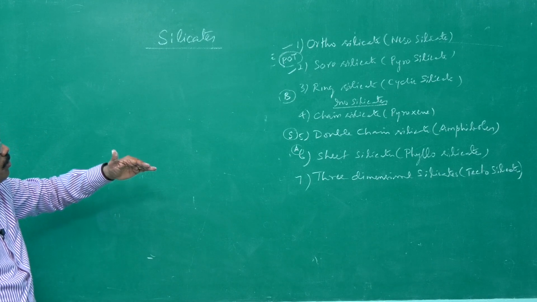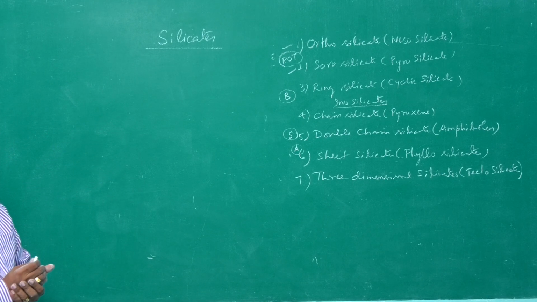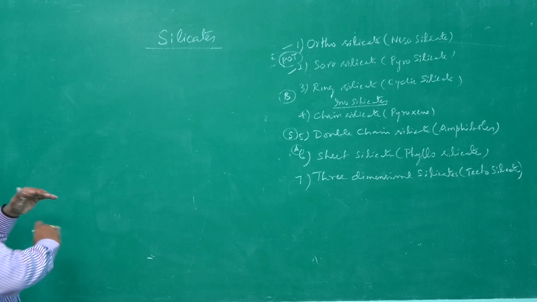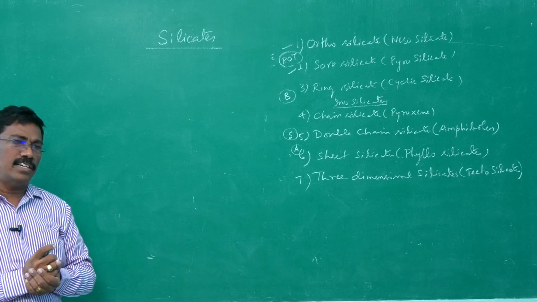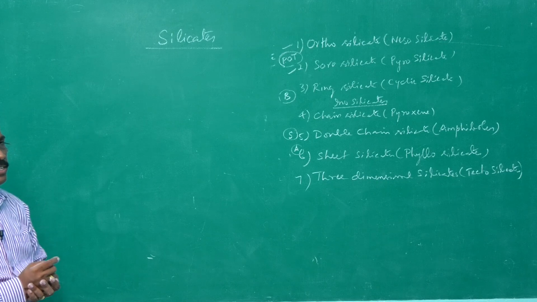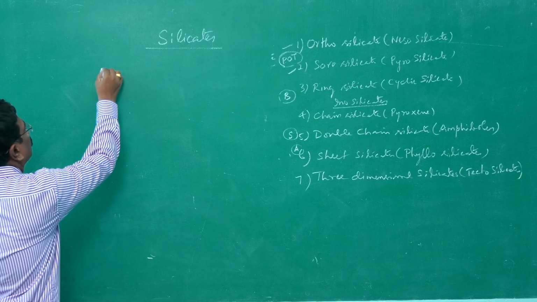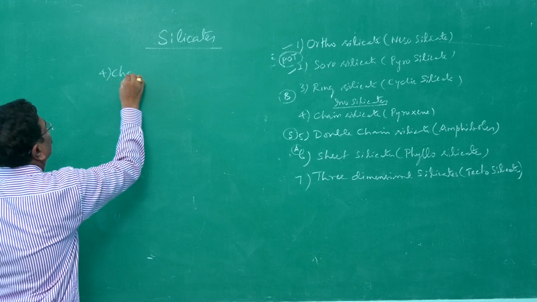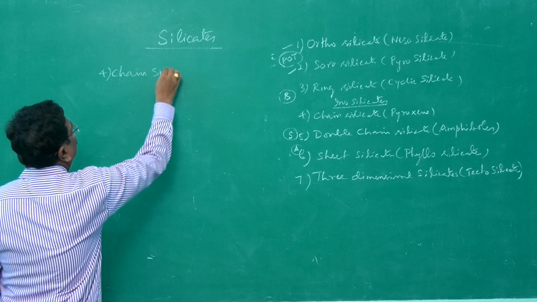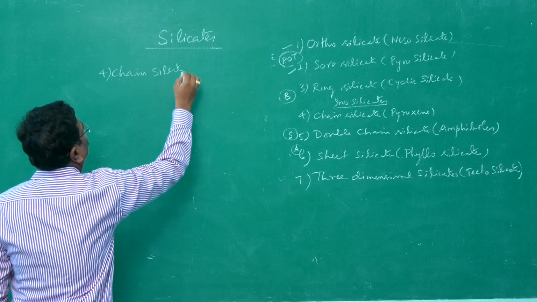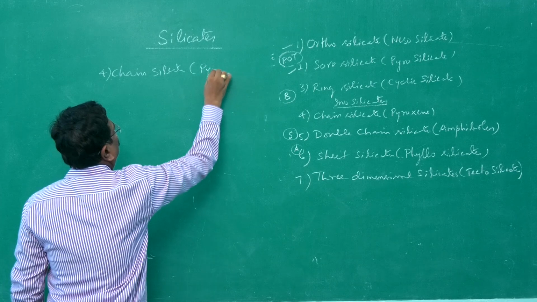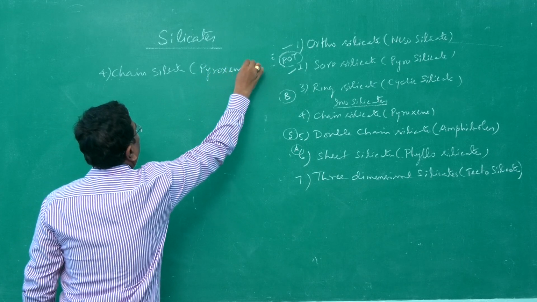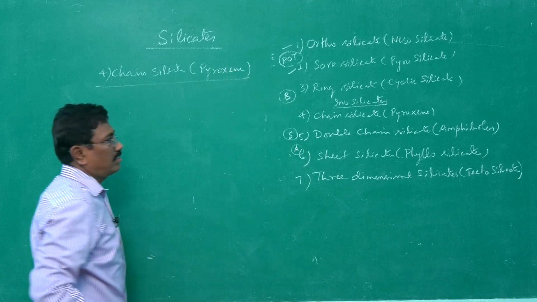Now chain silicate more or less comes under ring silicate. Here it forms a ring, here it forms a chain. What sort of chain does it come as? Chain silicate. So the fourth type, chain silicate. Chain silicate is otherwise called pyroxene. Chain silicates are otherwise called pyroxenes.